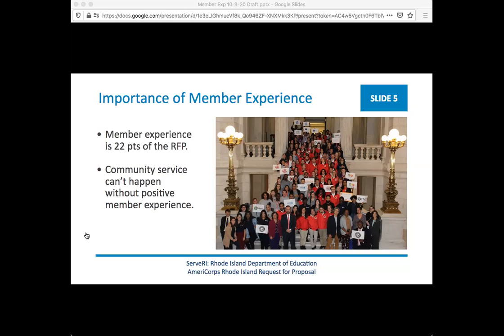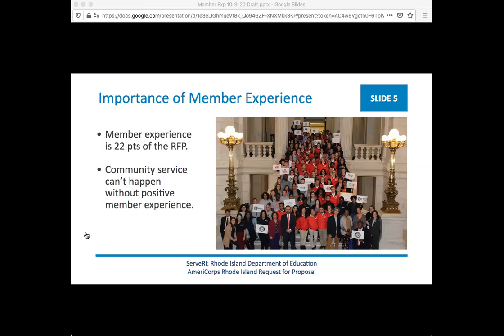Community service can't happen without a positive member experience. You need members to serve. And also on the utilitarian front, it is an important part of your grant. It's 22% of how your grant is evaluated. So it's an important part that you need to put thought into, and then obviously need to think about how to communicate that in the proposal.